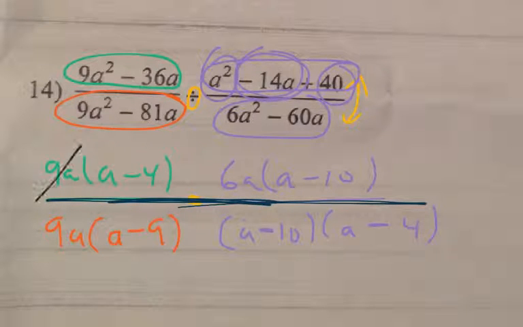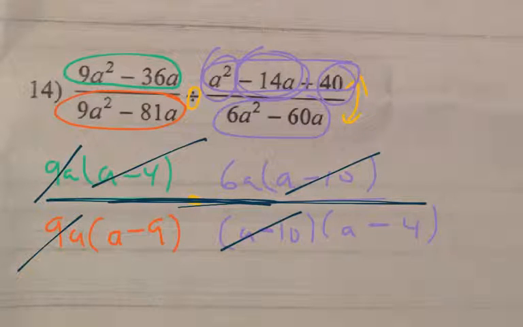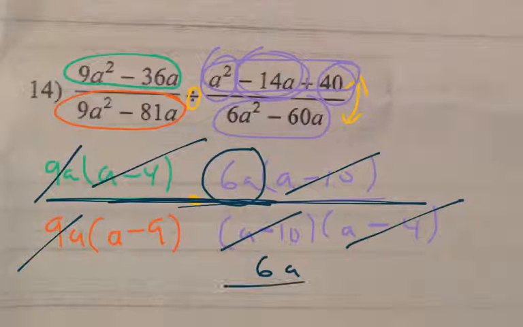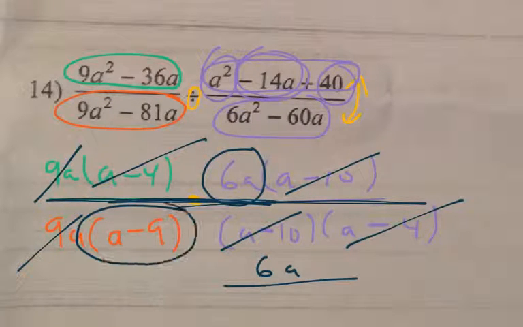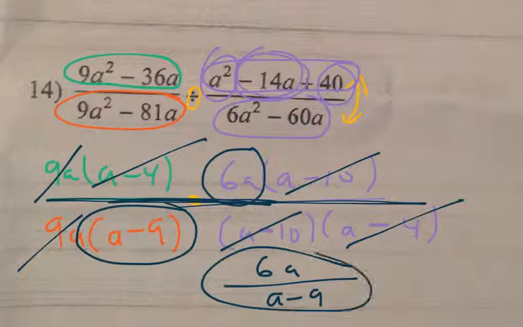Okay, so remember, with the times, everything's going to go straight across here, right? So how about the 9a divided by the 9a is 1. How about the a minus 10 divided by the a minus 10? 1. How about the a minus 4 divided by a minus 4 is 1. Notice the only thing left is 6a divided by, and the only thing in the denominator is a minus 9. And we are done. So pause the video again if you need to.